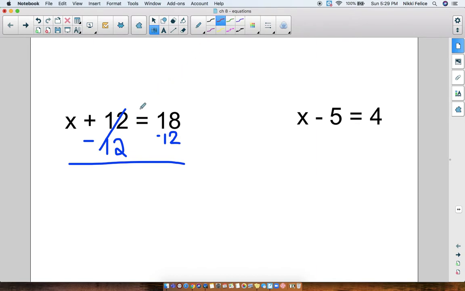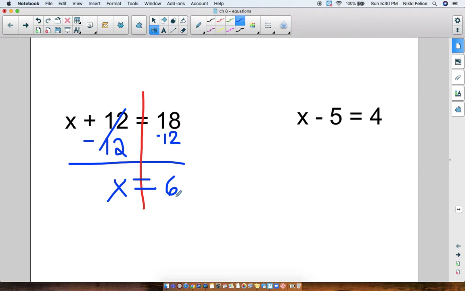I like to sometimes draw a line down the equal sign to show me where the two sides of the equation are. You don't have to do that. But if you like to draw the line right down the equal sign so you see there's the left side of the equation and the right side, you can do that. So 18 minus 12 is 6. I bring down my equal sign. And since these canceled out, the only thing left over here is an x. So x equals 6. That's my answer.